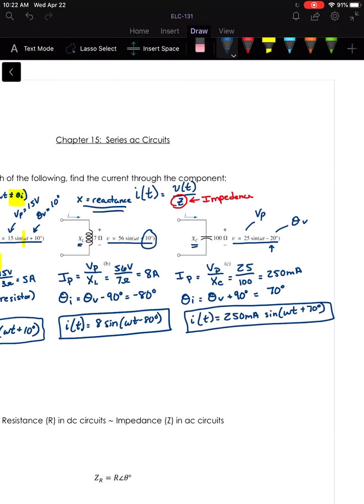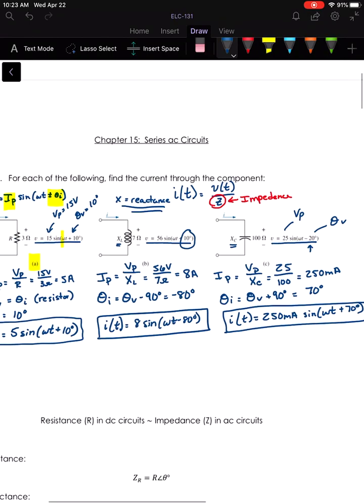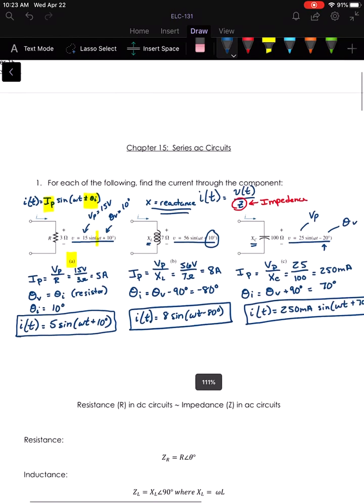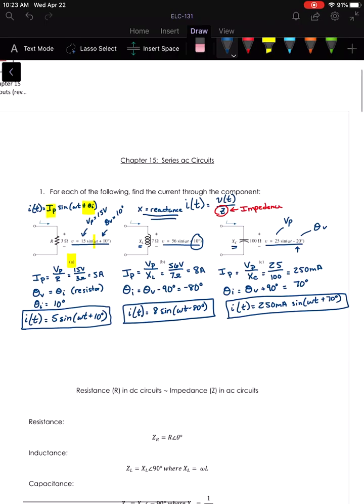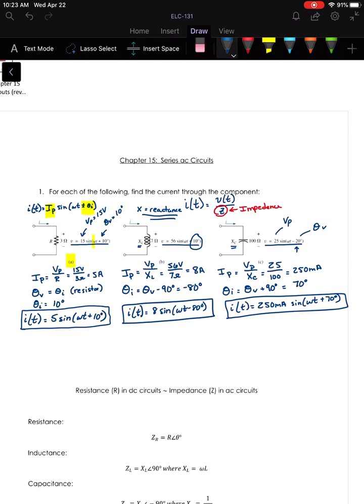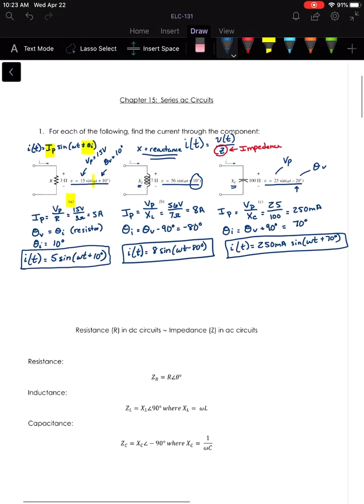So in everything we're doing, this is really our goal: to find the resulting current based on the voltage across a component or a series of components. We're going to apply some of the things we learned in chapter 14 to make this a little bit easier. But essentially this is what we're looking for: what does that resulting waveform look like?